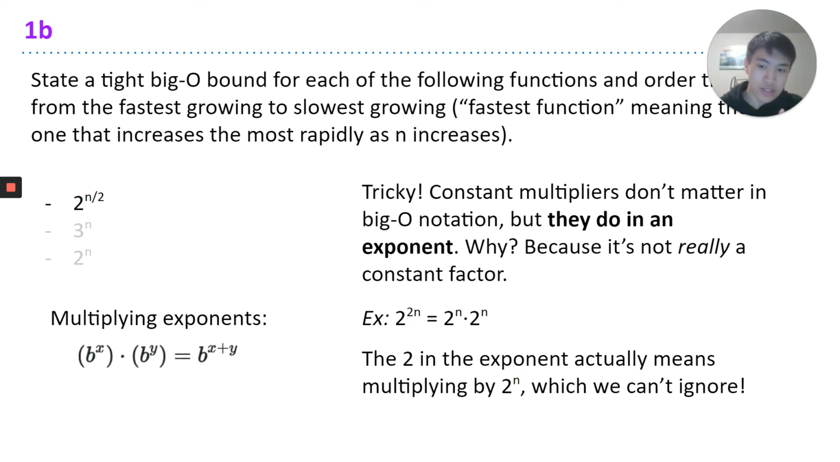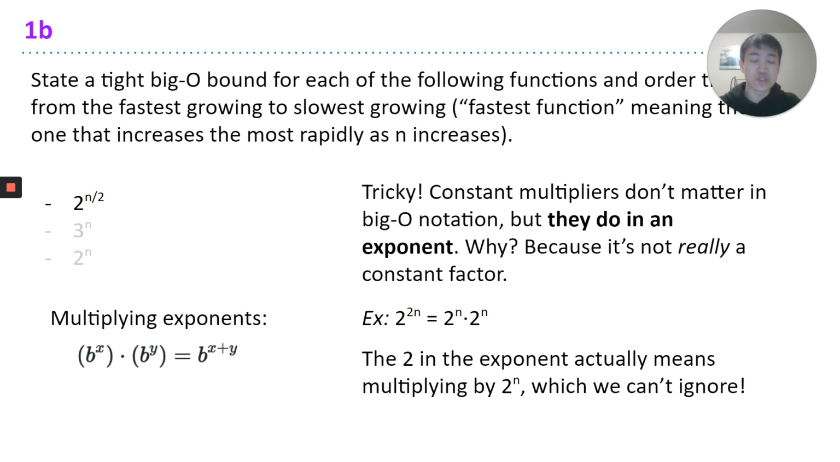And I want to note that 2 to the power of n over 2 is just 2 to the power of half n, right? So now let's take a different sort of constant in the exponent. Instead of half, we're going to put 2. And note that 2 to the power of 2n is the same as 2 to the power of n times 2 to the power of n.